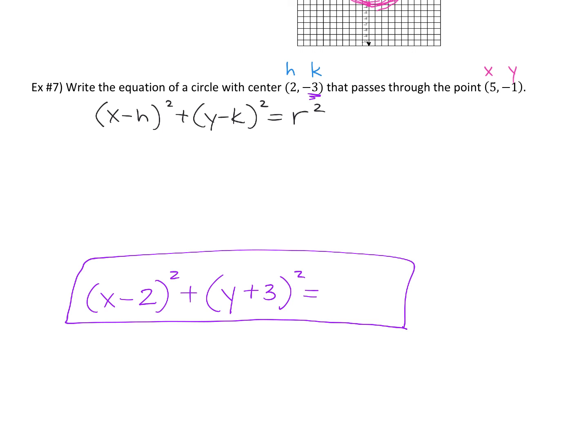So here's what you do. X is going to drop in here. Y is going to drop in here, and then you'll have your r squared. So I'm going to drop them in up here just to keep it out of the way. So 5 minus 2 squared plus -1 plus 3 squared equals r squared. Now simplify that. 5 minus 2 is 3 squared. -1 plus 3 is 2 squared equals r squared. So 9 plus 4 is 13.